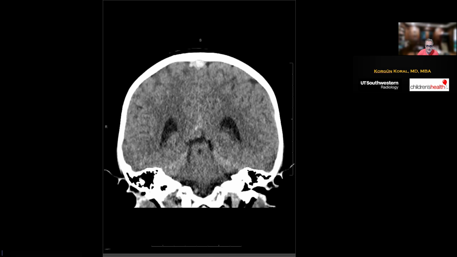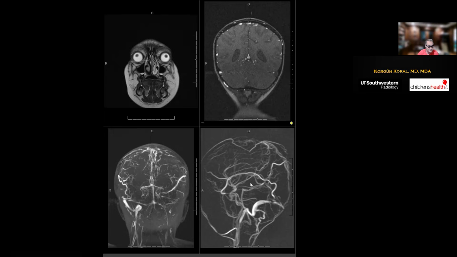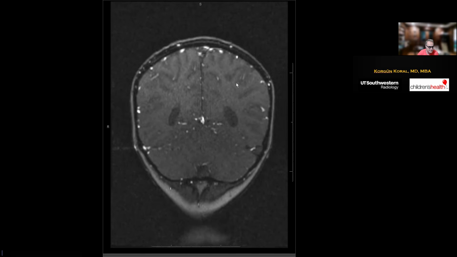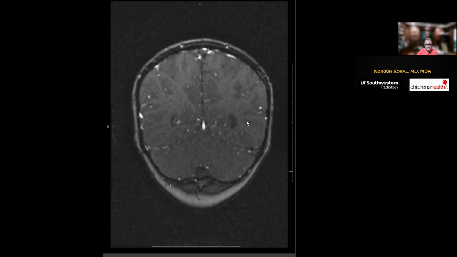We didn't see any parenchymal injuries, but while the child was in the magnet, we did do an MRV also, which showed absence of flow-related enhancement in the superior sagittal sinus. And on the source images of this 2D time-of-flight MRV, we see the enlarged left transverse sinus without flow-related enhancement within it.